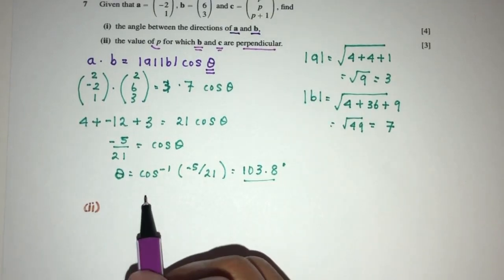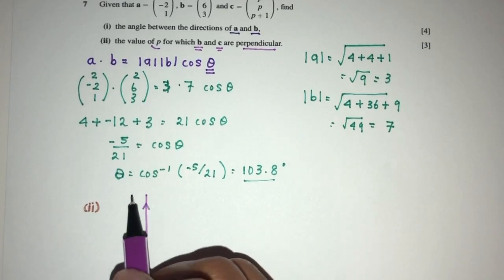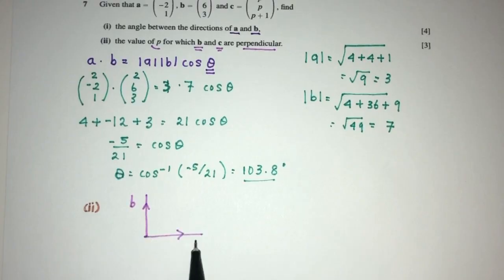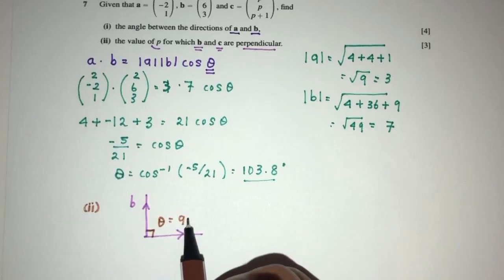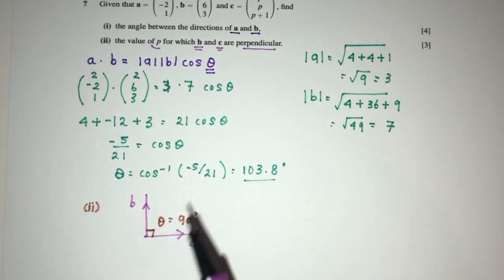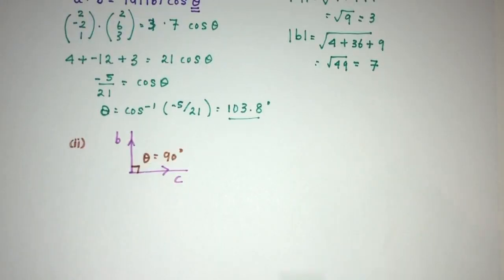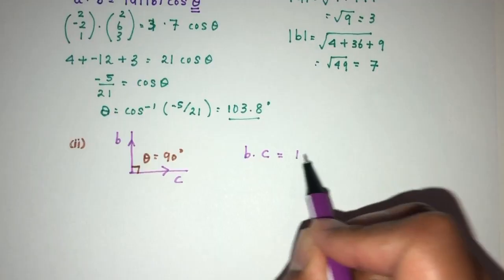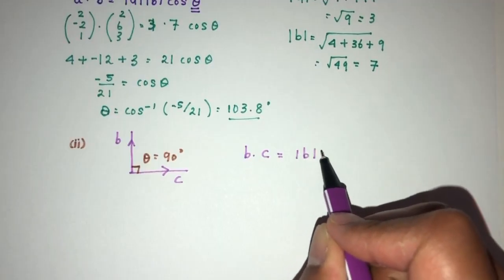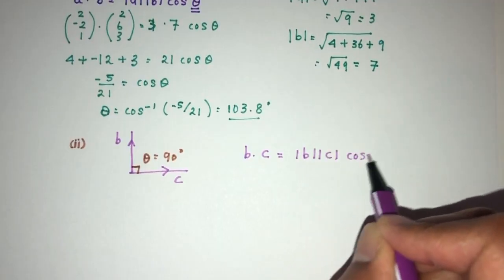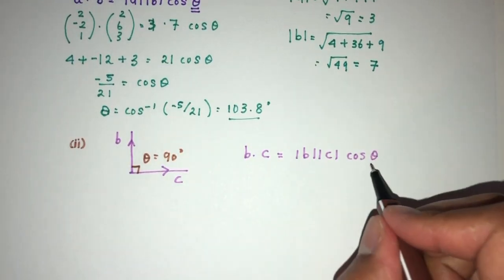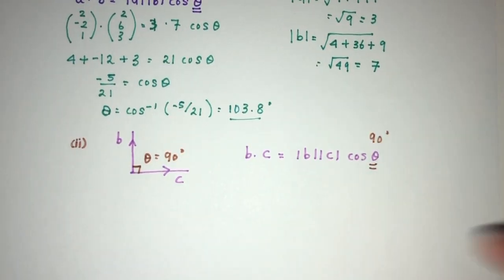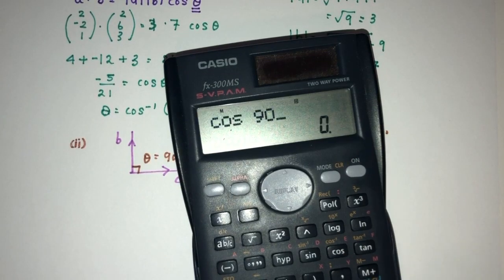Now if you think, let's say B is this direction, and C is this direction. Now we understand that if they are perpendicular, the angle in between them has to be 90, which means theta is equal to 90 degrees. So again, it's always going back to the same equation. Here we have B dot C, the magnitude of B, the magnitude of C, and then cos of the angle. But now we realize that the angle here is 90 degrees. So if you type in cos 90, it is 0.